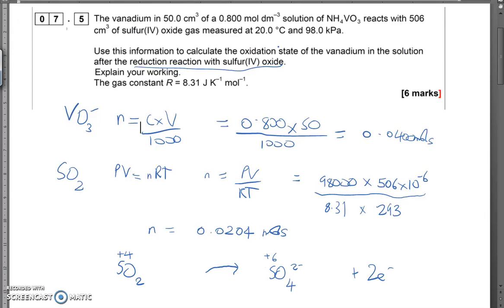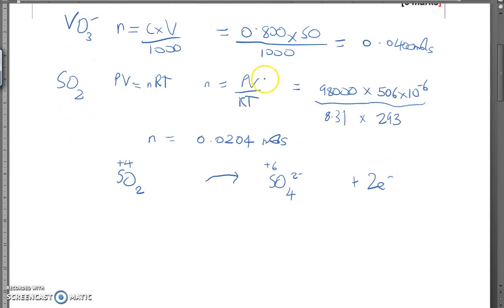Okay, so how do we use this? As in the previous example, calculate the number of moles of electrons. So your number of electrons being released by sulfur is 2 times 0.0204, which equals 0.0408.